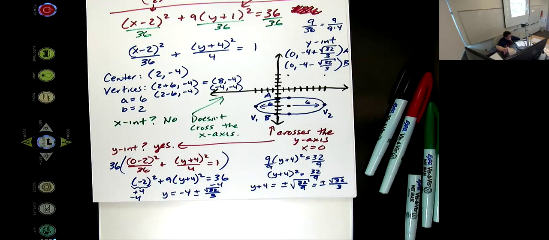All right, the next one we're going to do, we'll just talk about whether there are intercepts. We're not going to bother finding them. I just want to remind you guys of how to do it. Give you guys a second to write all this down.